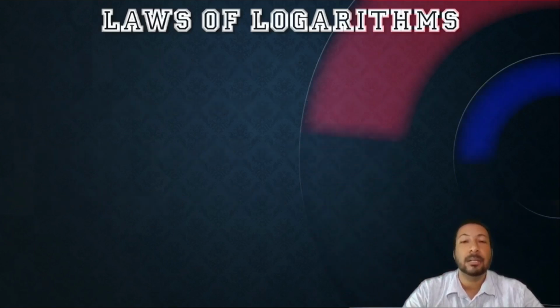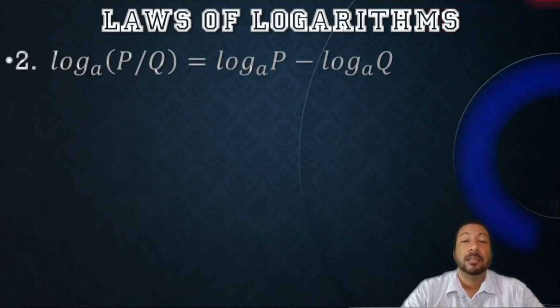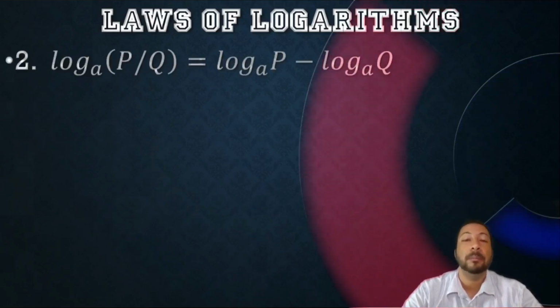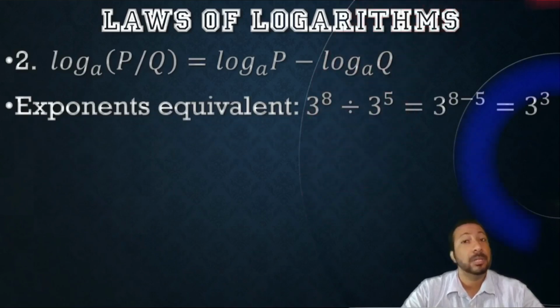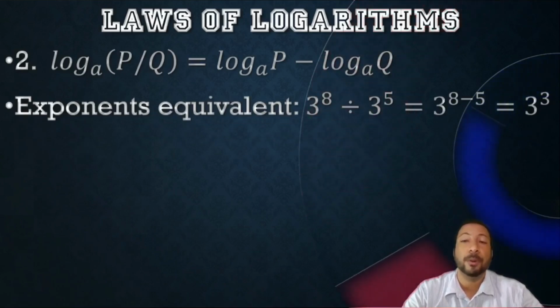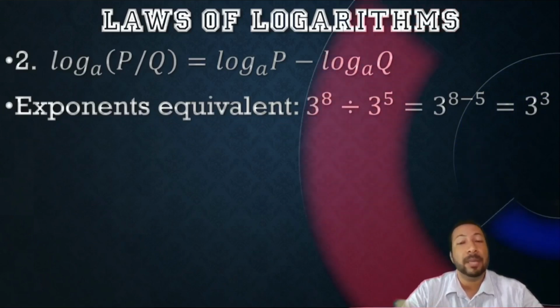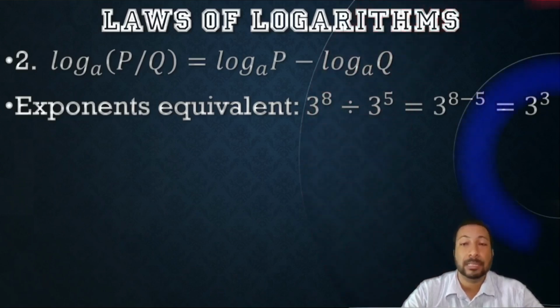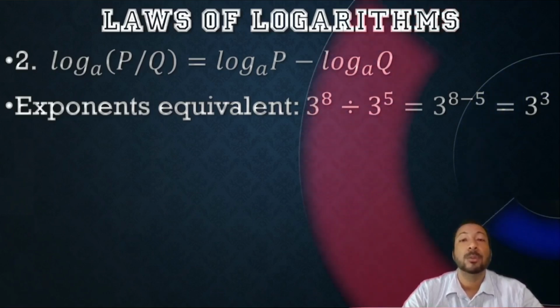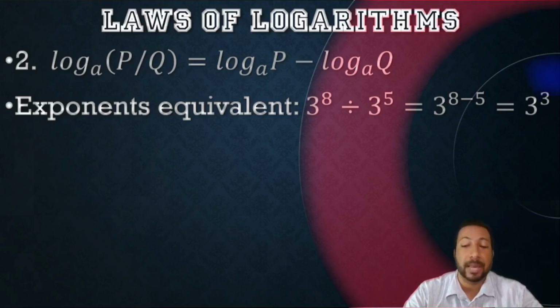Let's look at our second law of logarithms. The log of P divided by Q in base A is equal to the log of P in base A minus the log of Q in base A. Let's look at the exponents equivalent to that. So you know that if you had 3 to the 8th power divided by 3 to the 5th power, that would be 3 to the 8 minus 5 power, which is 3 to the 3rd power. If you are dividing, then you subtract the indices. So it is the same idea when it comes to logarithms. You subtract the logarithms when you're dividing.